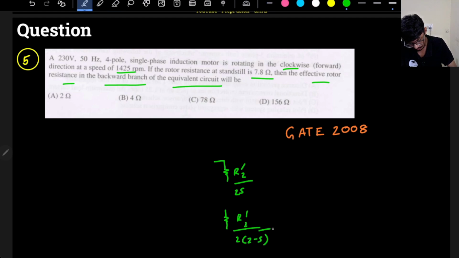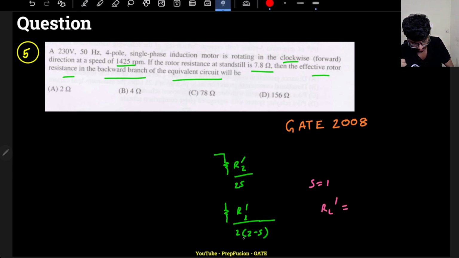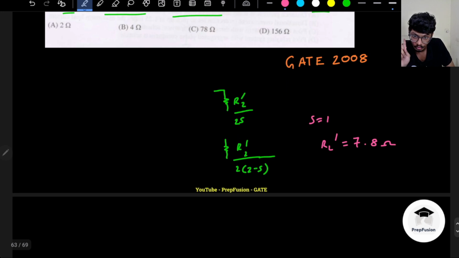Okay, so what I know is that at standstill slip is 1. If slip is 1, this becomes simply R2', and this becomes simply R2'. So if you make slip 1, this will be R2' by 2, R2' by 2, which together is simply R2'. Now what is your rotor resistance? Your rotor resistance R2' will be equal to 7.8 ohms. So R2' is given to you as 7.8 ohms.